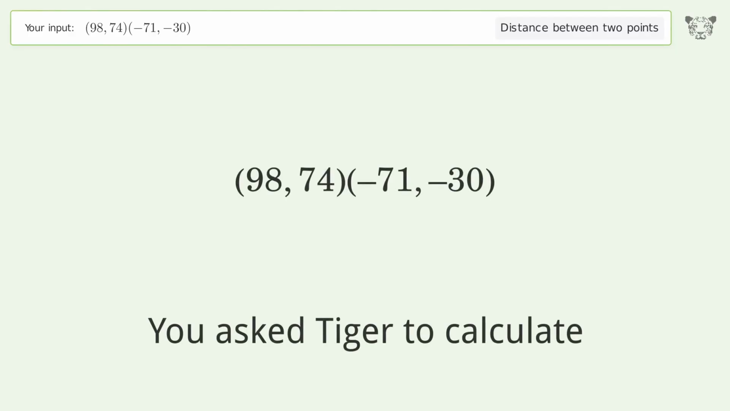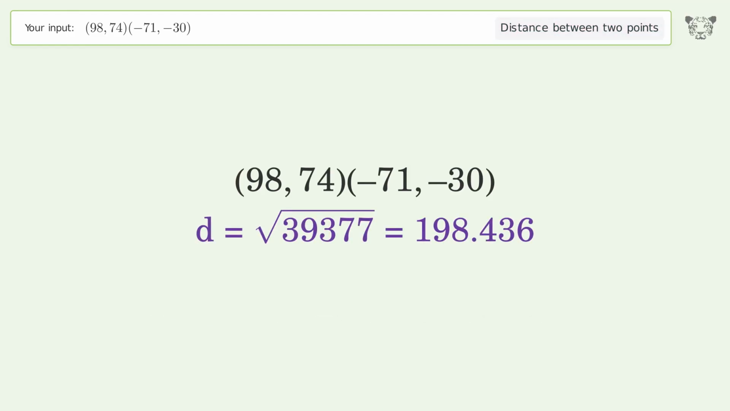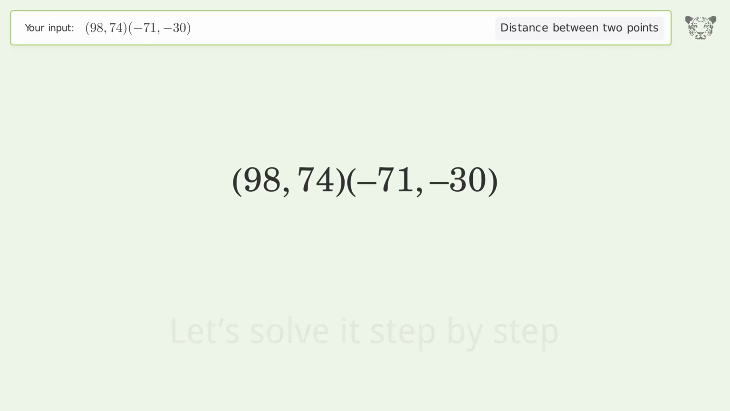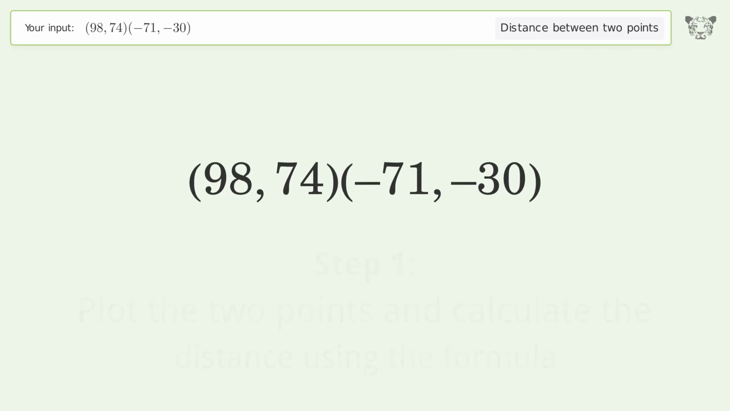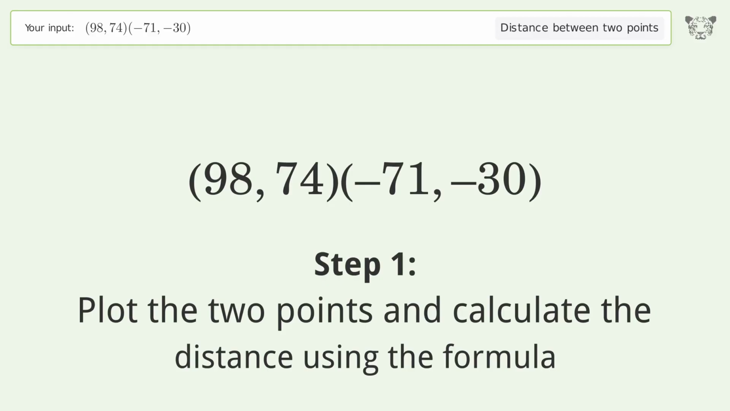You ask Tiger to calculate. This deals with the distance between 2 points. The distance between the 2 points is the square root of 39,377 or 198.436. Let's solve it step by step. Plot the 2 points and calculate the distance using the formula.